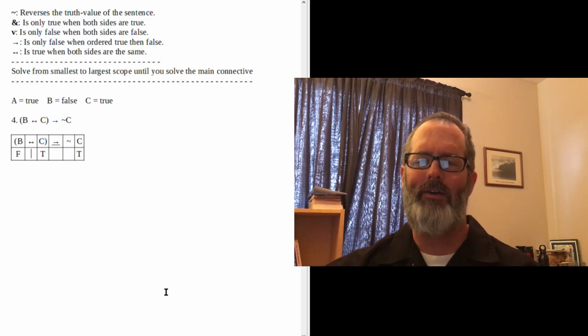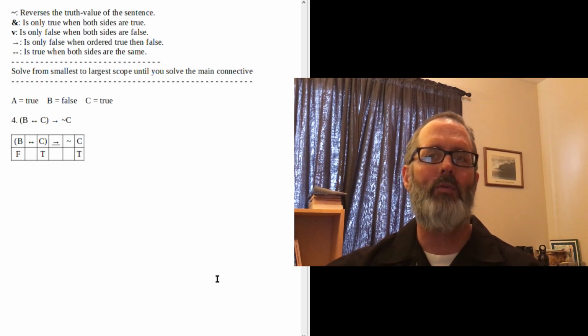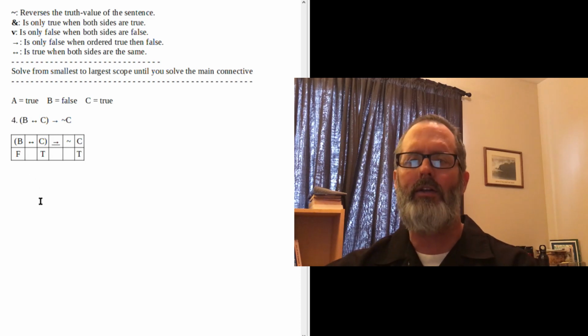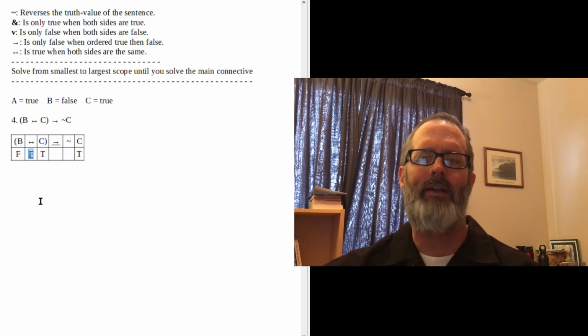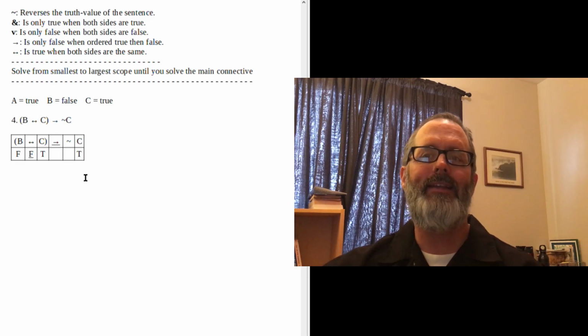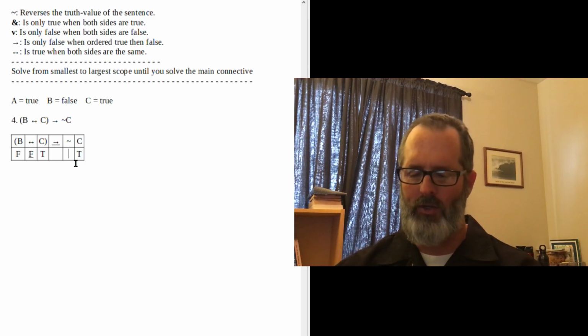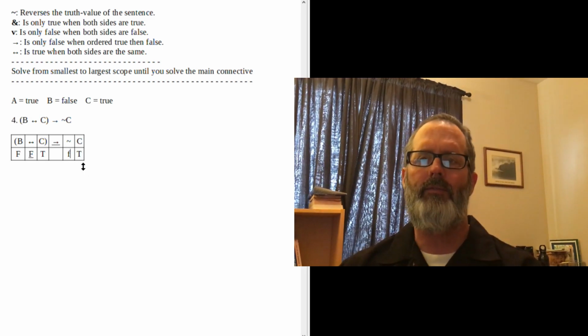Yay, we have a double arrow. A double arrow says what? It is true when both sides are the same. Are both sides of our double arrow here the same? No, they are not. So this double arrow is false. I will underline it so I realize it is more important than these values under B and C. The left side of our sentence is false. We can now move to the right side. This C is negated, so what do I have to do? Reverse its truth value. I will underline it, so I pay attention to this value and neglect this one.